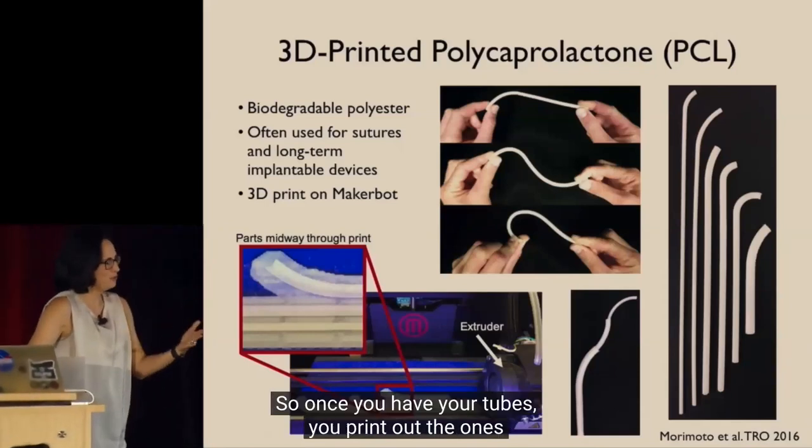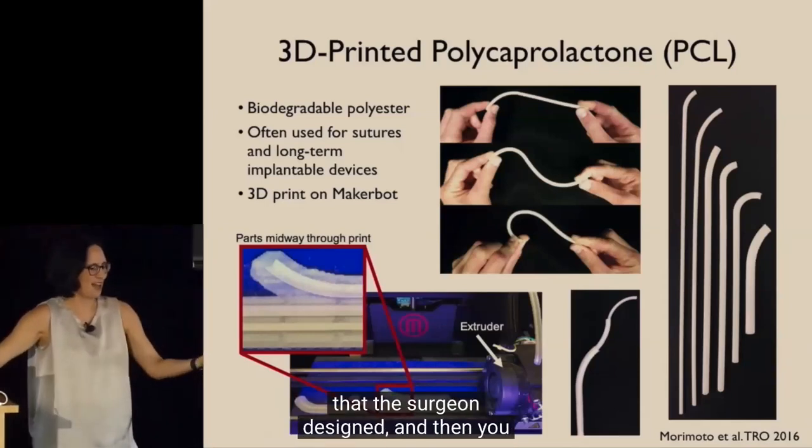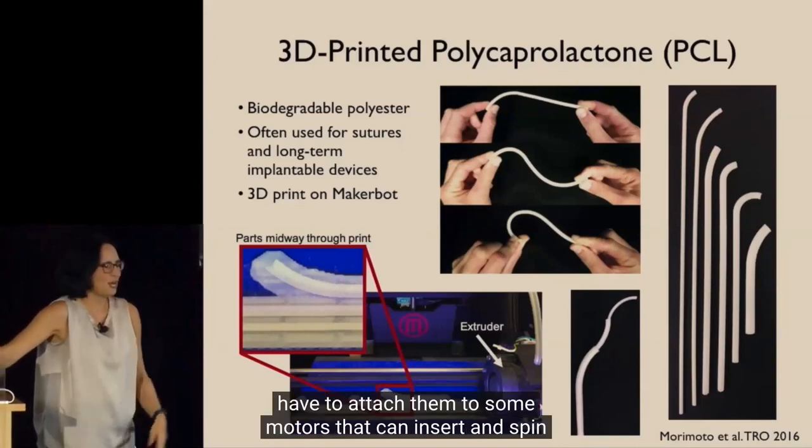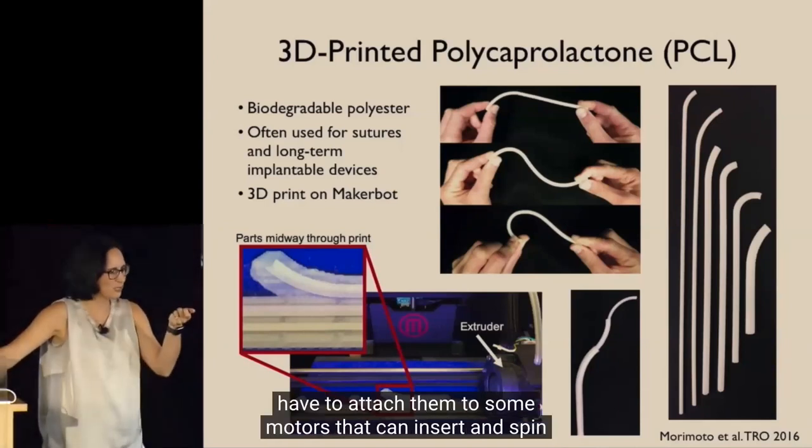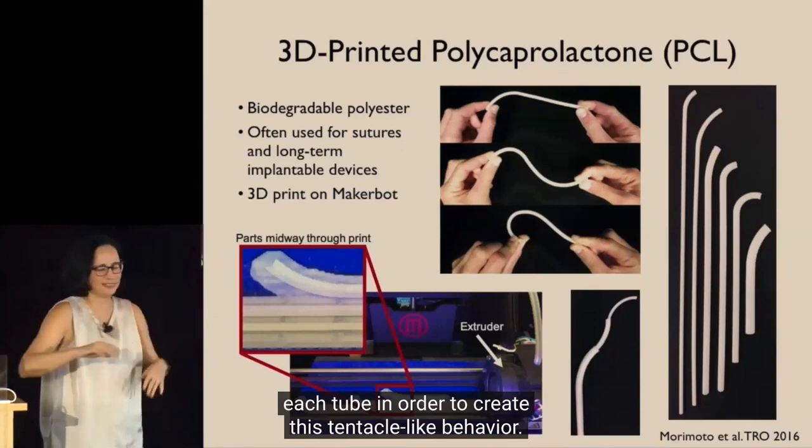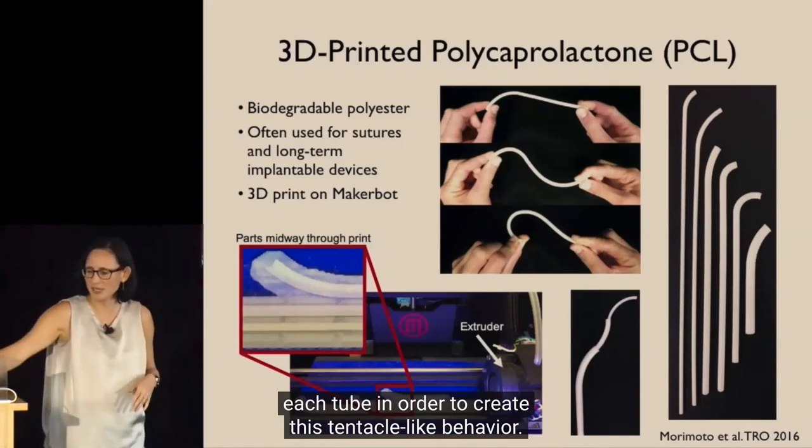So once you have your tubes, you print out the ones that the surgeon designed, and then you have to attach them to some motors that can insert and spin each tube in order to create this tentacle-like behavior. And this as well doesn't have to use 3D printing, but we wanted to make this actuation system as small and lightweight and easy to move around the operating room as possible. So once again, we took advantage of 3D printing to make a really unique transmission system.